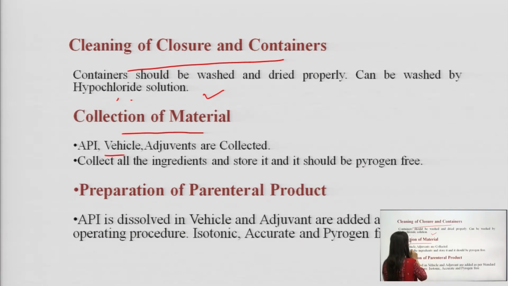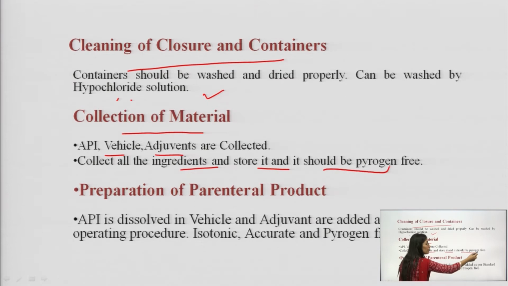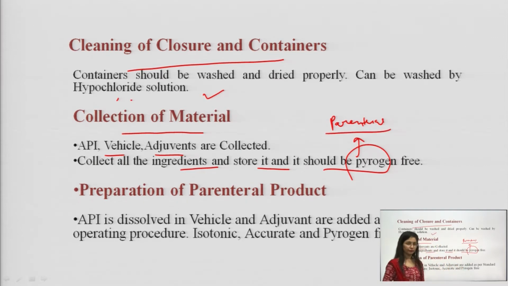Collection of materials. API, vehicles and adjuvants we are going to collect and mix. Collect all the ingredients, store them, and they should be pyrogen free. This pyrogen free component should be very clear in your mind. The parenteral products that you are going to make should be pyrogen free. Why should it be pyrogen free? Because if a pyrogen enters the body, it will obviously increase our temperature. It can lead to an increase in temperature only.